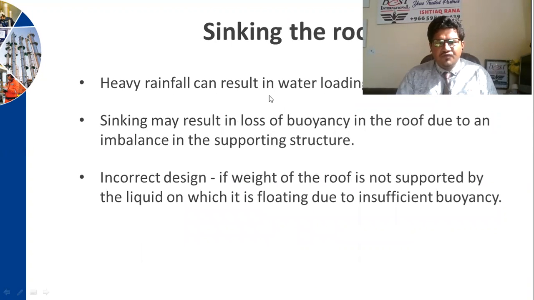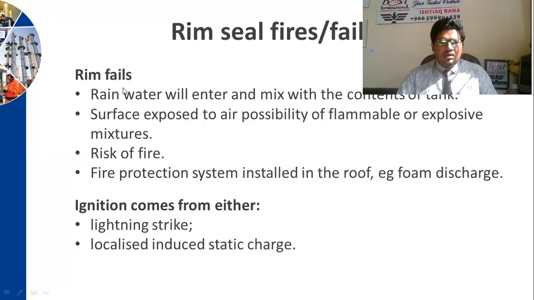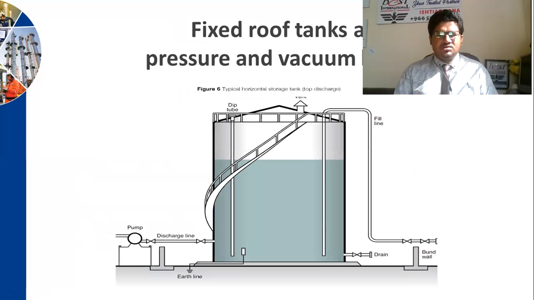Sinking of the roof: heavy rainfall can result in water loading on the roof. Sinking may result in loss of buoyancy in the roof due to an imbalance of the supporting structure. Incorrect design: the weight of the roof may not be supported by the liquid on which it is floating due to insufficient buoyancy. Rim seal failure could also occur because of wear and tear, tank movement, and wind pressures. With rim failure, there may be rainfall and surface exposed to air, possibility of flammable exposure, or the risk of fire, or the fire protection system installed on the roof. Ignition comes from either a lightning strike or a localized induced static charge.